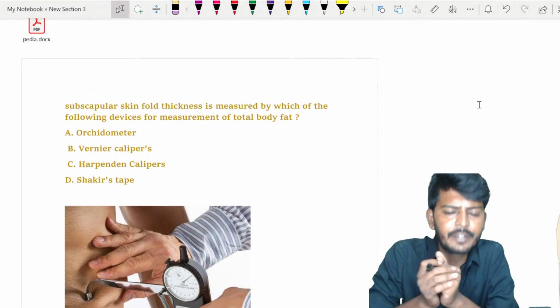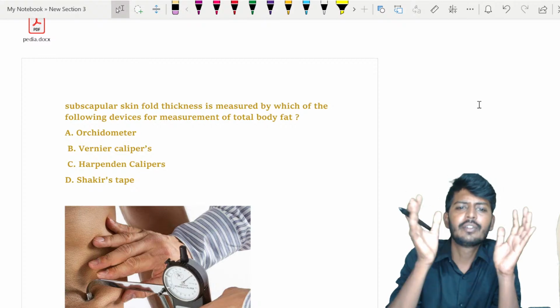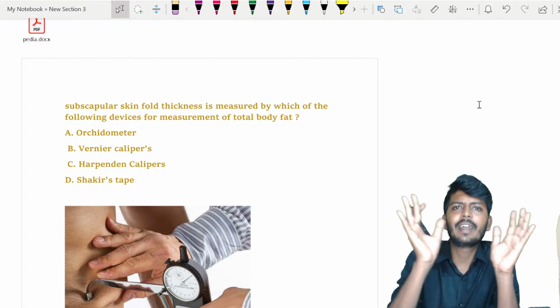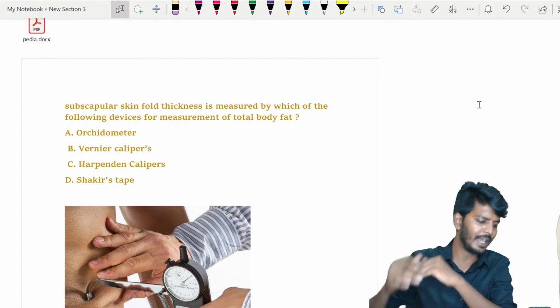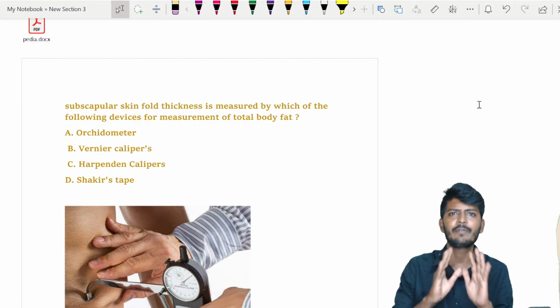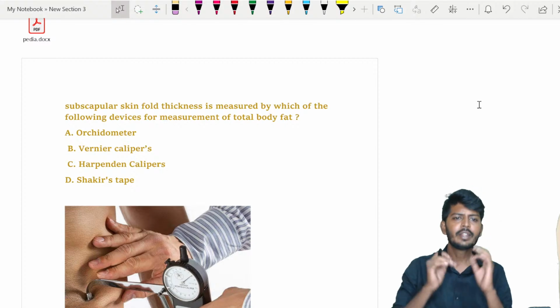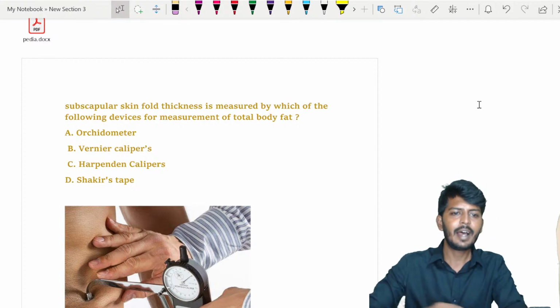So chalo, let's start with the first question. This is going to be a very quick session of pediatrics, in which I'll be discussing a few of the important questions just right before the exam. It consists of a few image-based questions, a few frequently asked questions, and a few confusing topics, all of which we are going to do very quickly. Let's start with the first question.